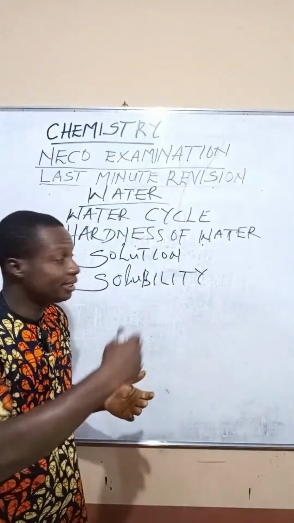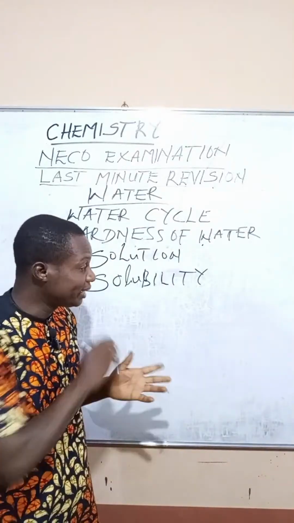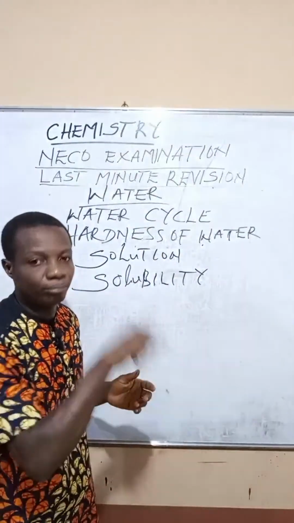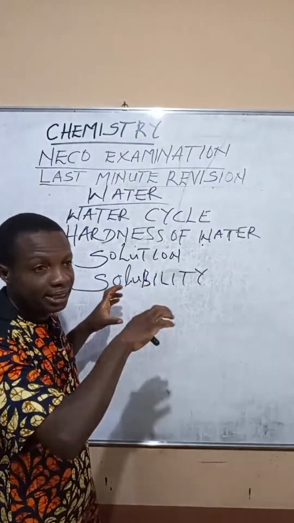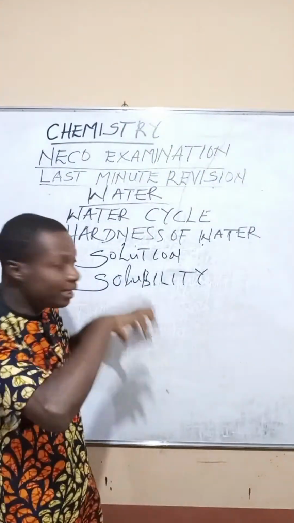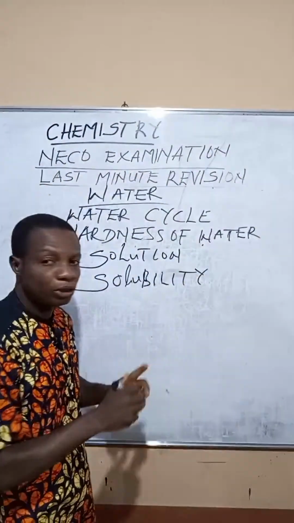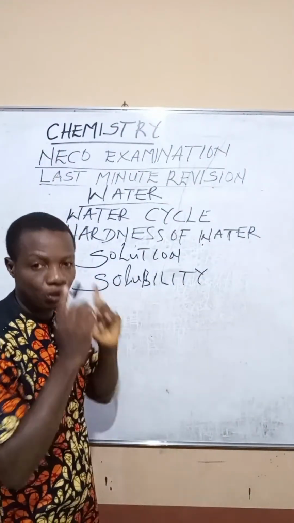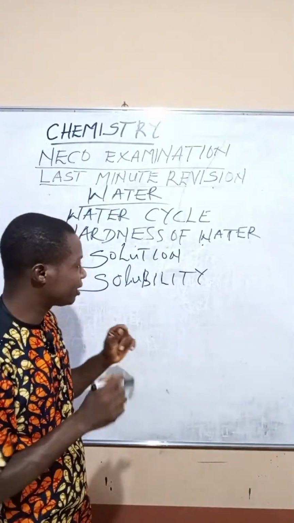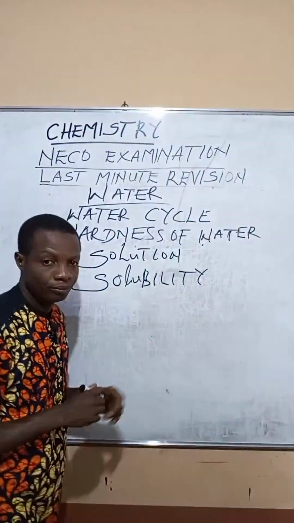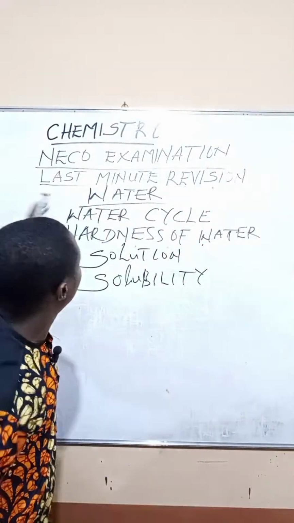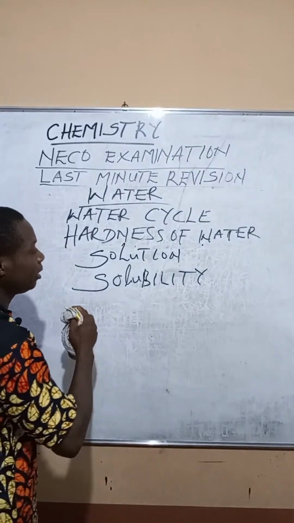Remember, solubility is affected by temperature. So when you see temperature in solubility, don't include the temperature in your calculation. The temperature is just telling you the ability of the substance to be soluble at that particular temperature. Once the temperature changes, solubility changes. Please take note of these little things you need to know. So that is that for water and solubility.